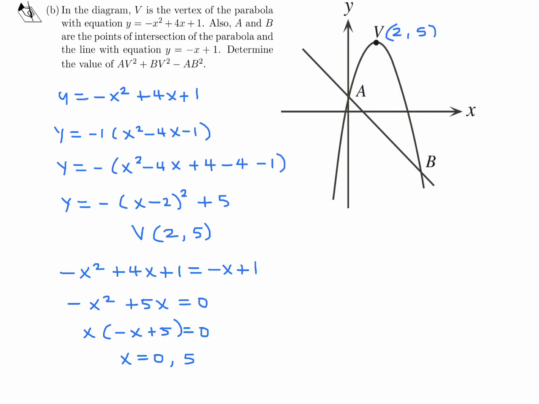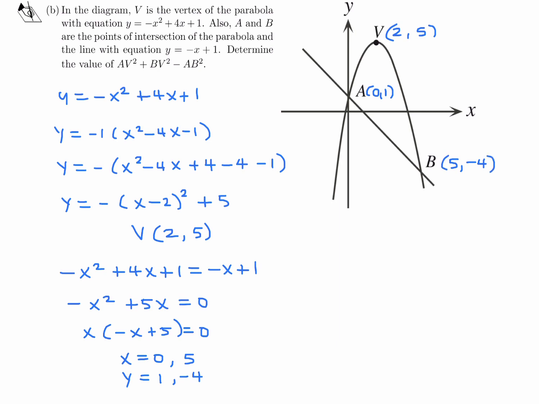So substitute those 2 values back into either one of those to get the values of y. When you do, you get y equal to either 1 or minus 4. So (0, 1) is obviously A, and then B would be the other one, which is (5, negative 4).